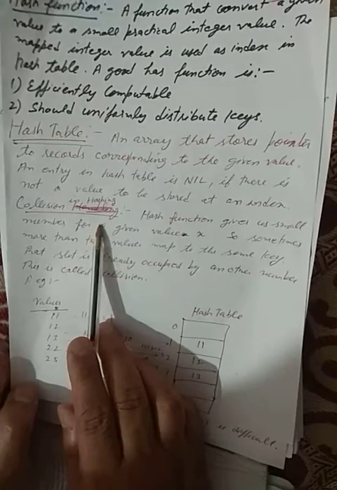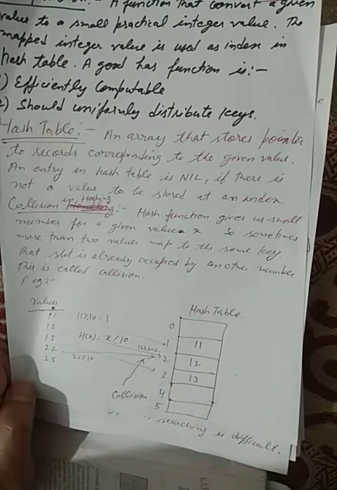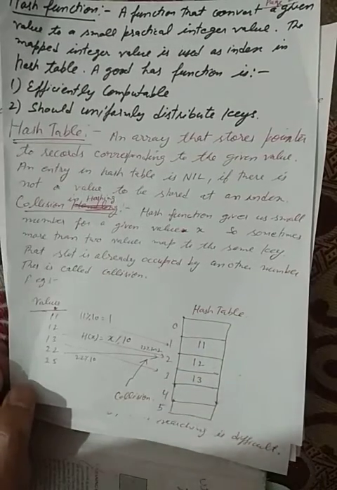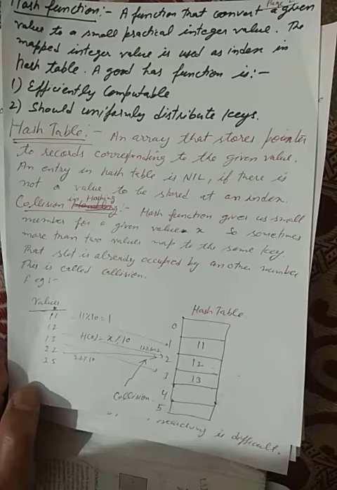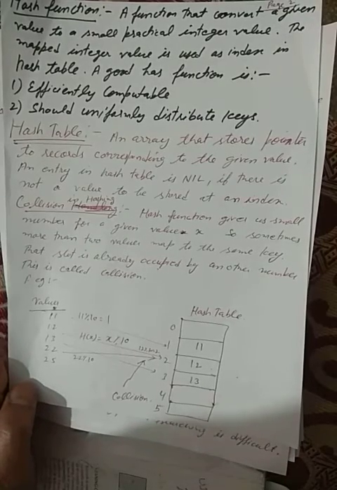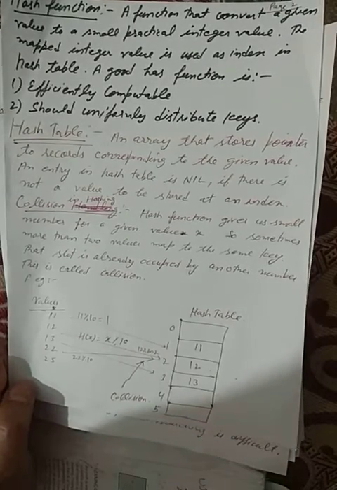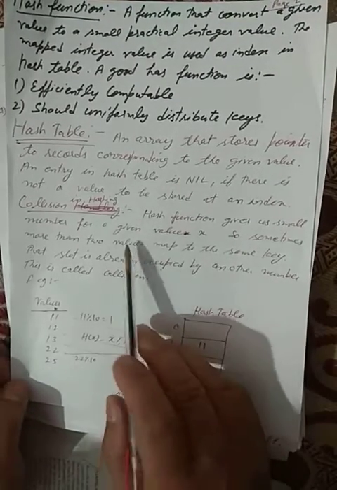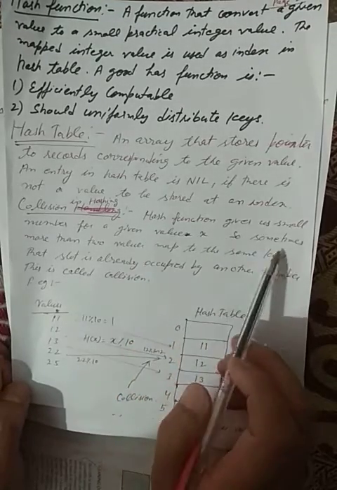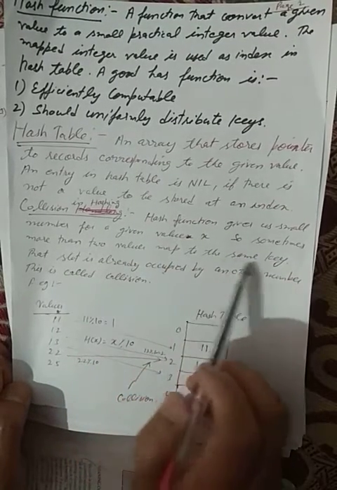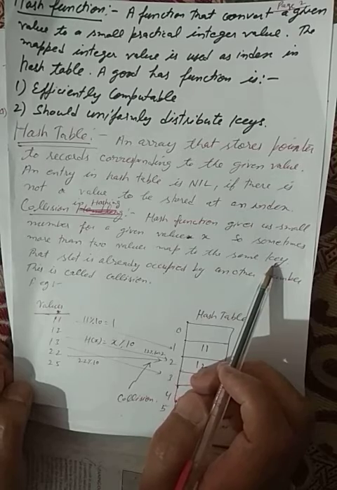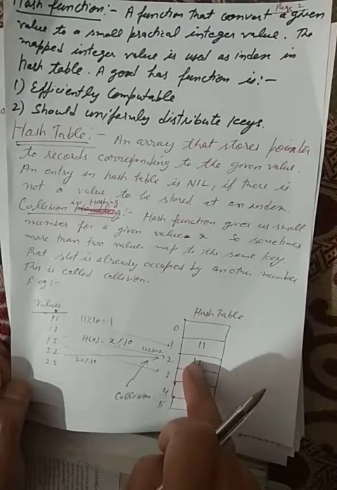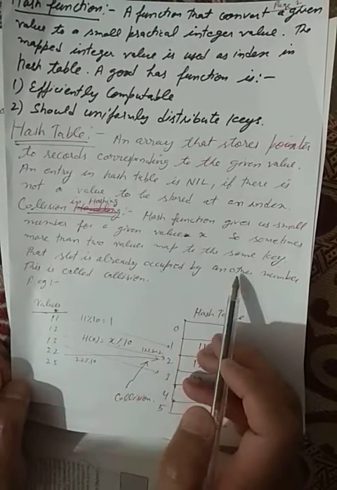Collision occurs when two or more values are to be stored at the same index. Whenever our hash function says that these two values will be stored at the same location, that is basically the collision. The hash function gives us a small number for a given value x. Sometimes more than two values map to the same key, the same box or same slot. So that slot is already occupied by another number.